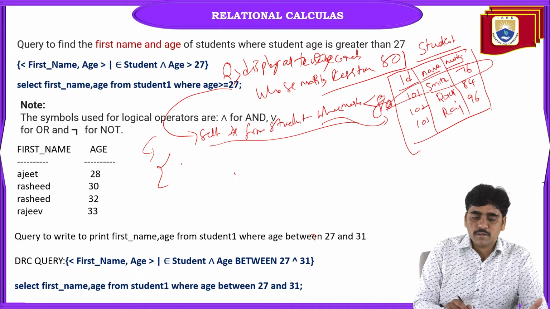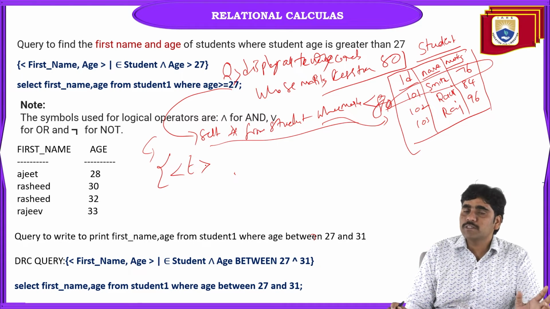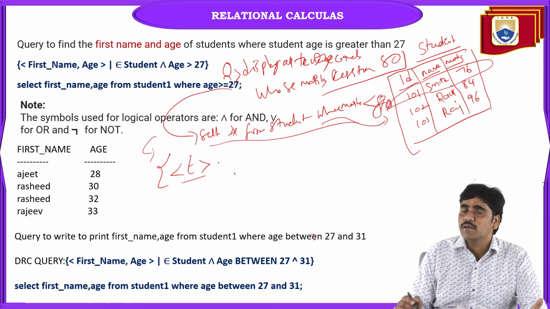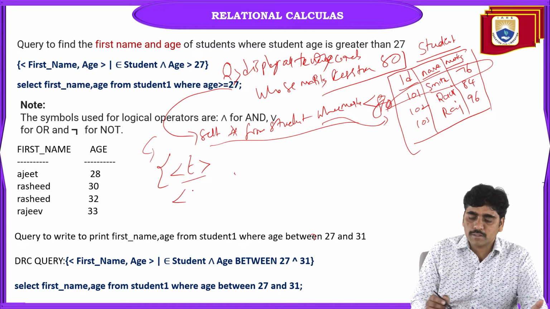I can write directly T. This indicates all the tuples of the student table. Or else you can write like this also.